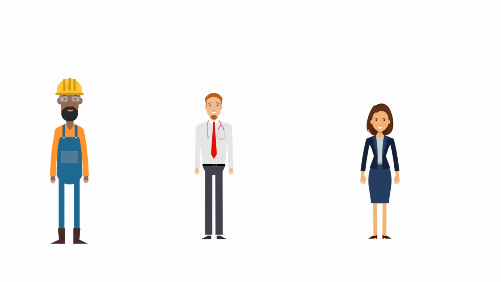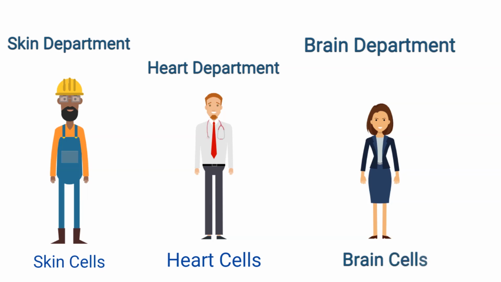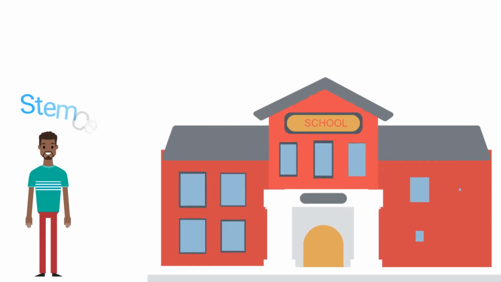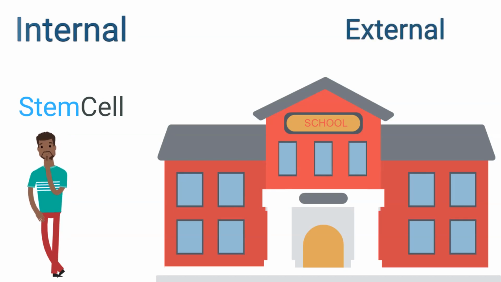Imagine these cells as workers at a company, each in their own department. The employees at the skin department, skin cells, only express genes related to the skin. Heart cells express genes related to the heart, and so on. The cells become specialized by only expressing the genes it needs. Stem cells are cells that haven't determined what kind of cell to be yet. Think of them as a student in college trying to figure out what career path to choose. They can base their decision on either internal or external factors.